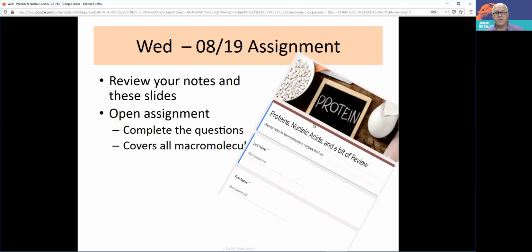Now, after you've updated your notes, remember these slides are also posted for you. Review those notes, go over the proteins and the nucleic acids, and then also go back and take a look at the carbohydrates and the lipids. Open up the assignment. You're going to answer some questions on proteins, nucleic acids, and a little bit of review. And that's all we have for you today. Take some time, update your notes.